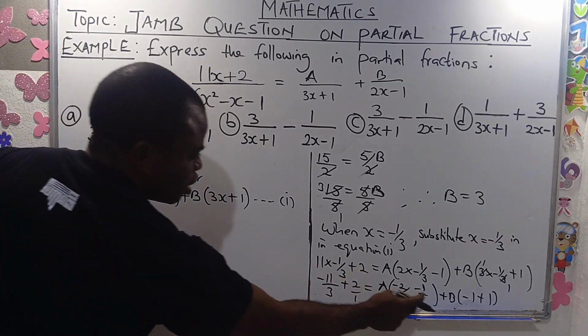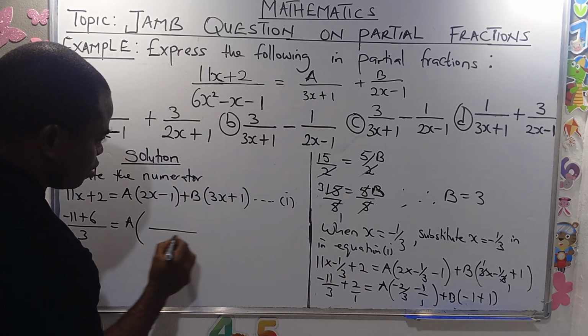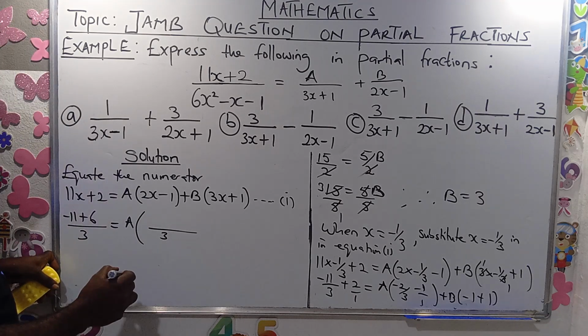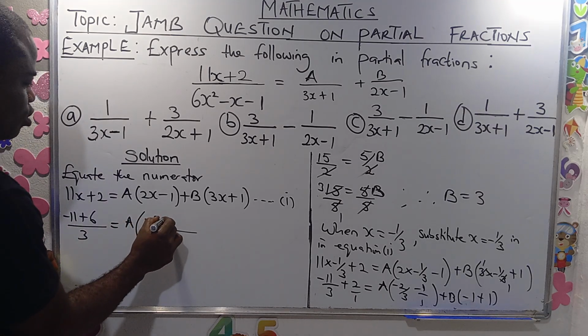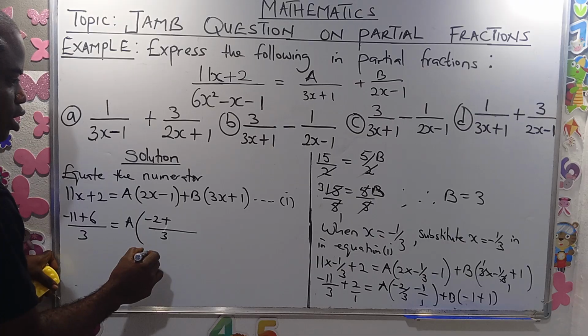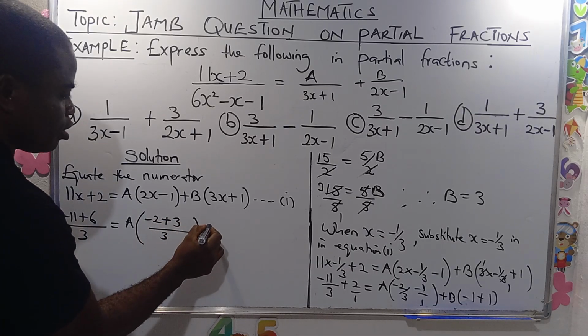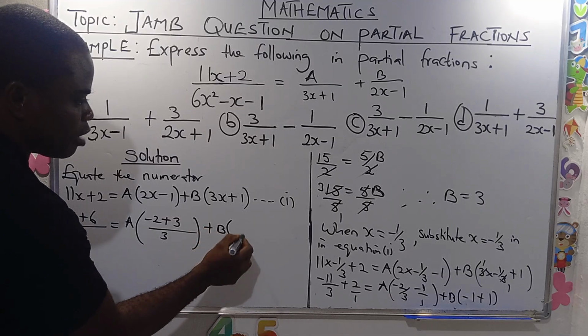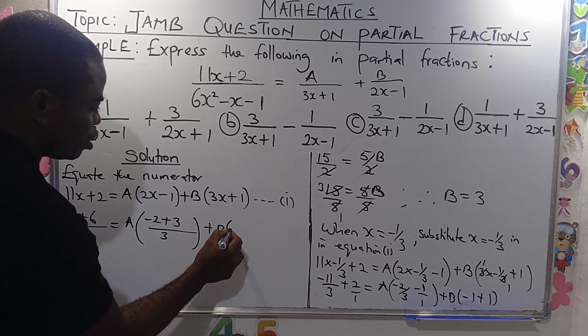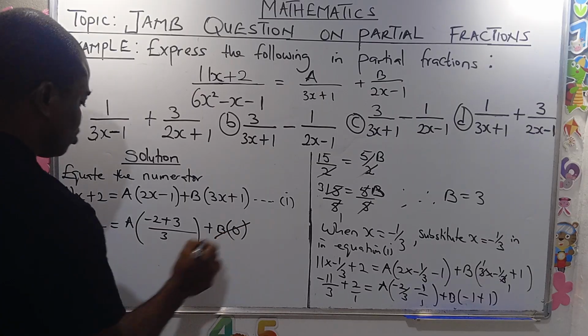into, what's the LCM of 3 and 1? That is 3. 3 goes in 3, 1. 1 times minus 2, plus 1 goes in 3 is 3. 3 times 1, that's 3, plus B multiplied by 0, minus 1 plus 1 is 0. This one will cancel out.